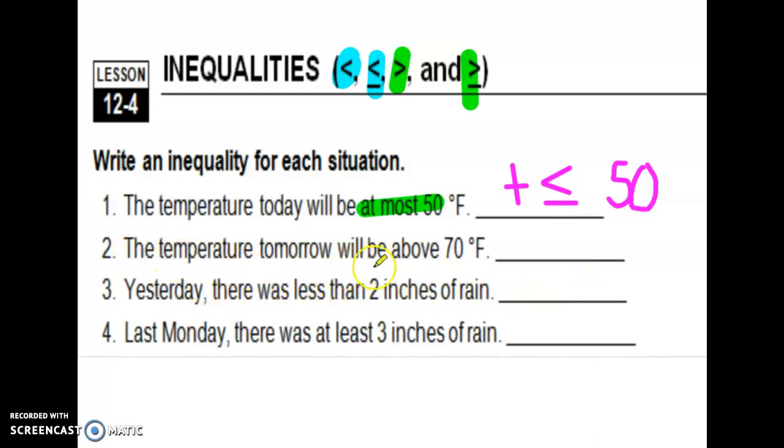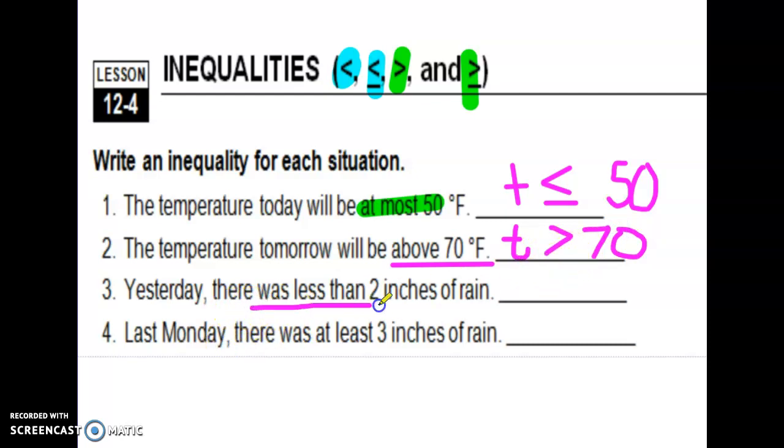Number 2, the temperature tomorrow will be above 70. So not equal to 70, bigger than 70, more than 70. So the temperature is going to be more than 70 degrees. It cannot be equal to, so we don't draw that line there.